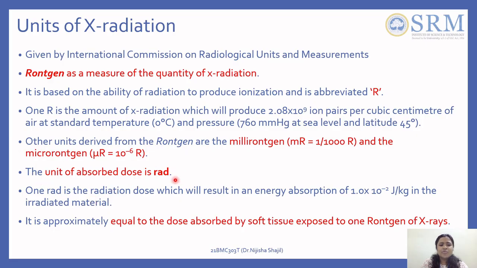Now the unit of absorbed dose. When it comes to dose absorption, Roentgen is the quantity of X-ray, but the dose absorbed is called rad. Very important unit. How do you define rad? It is a radiation dose which will result in an energy absorption of 1 into 10 to the power of minus 2 joules per kg in an irradiated material. So you have an irradiated material, and how much energy is getting absorbed, that energy absorption is nothing but the radiation dose. It is approximately equal to the dose absorbed by soft tissue when it is exposed to 1 Roentgen of X-ray. So 1 rad is equivalent to 1 Roentgen X-ray absorption. That is a very simple way to remember it.